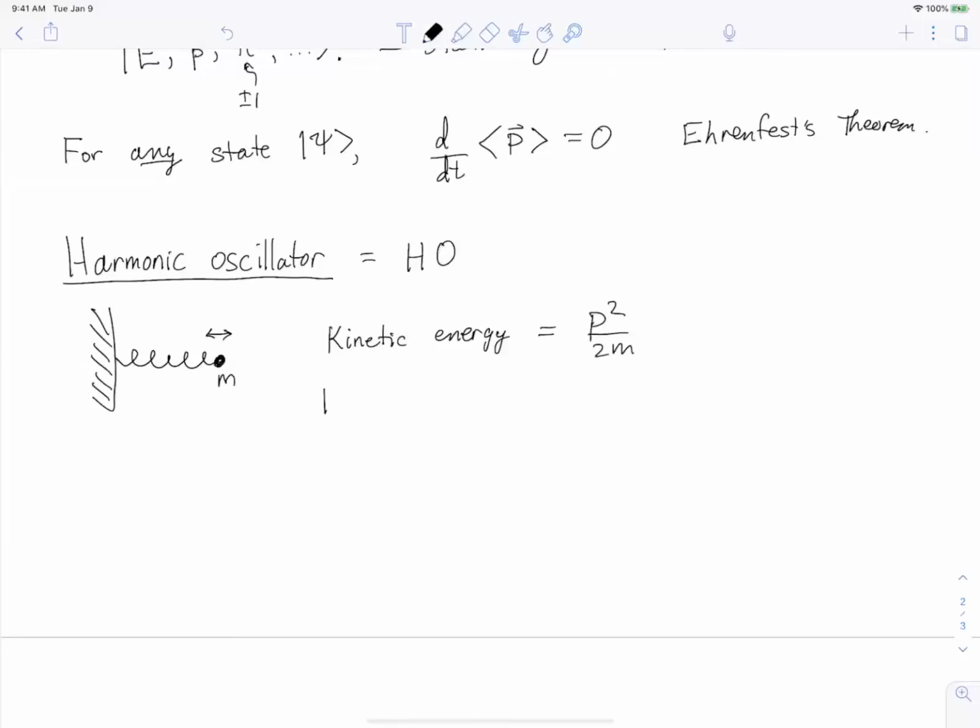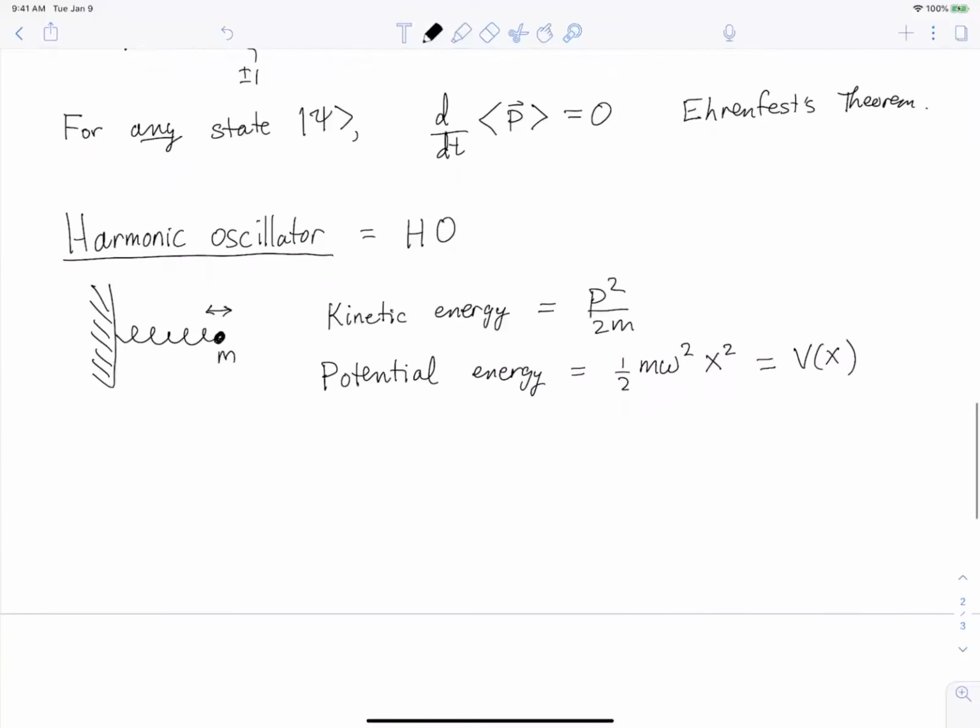And there's also a potential energy associated with the spring, which we can write as 1/2 m omega squared x squared. So that's our potential. Notice it's even. So this is going to be an even Hamiltonian. Omega has units of 1/time.